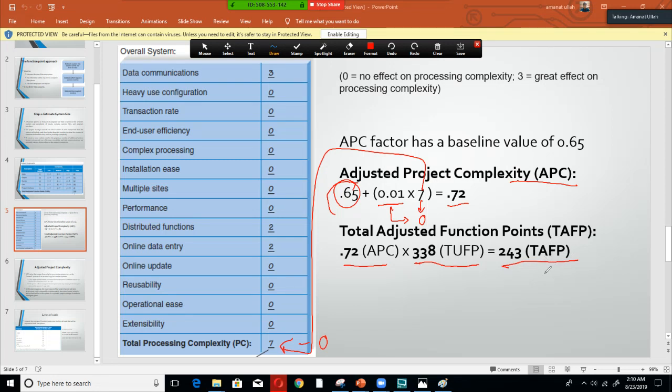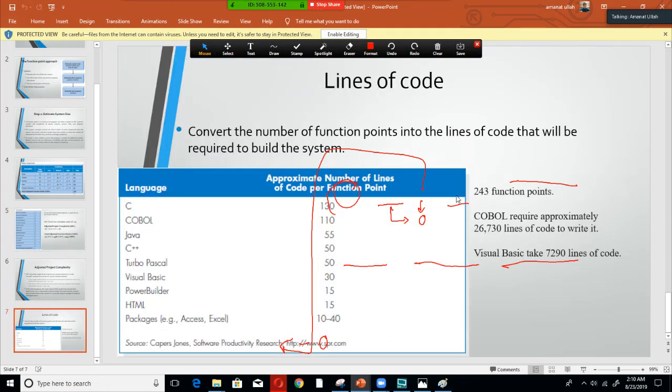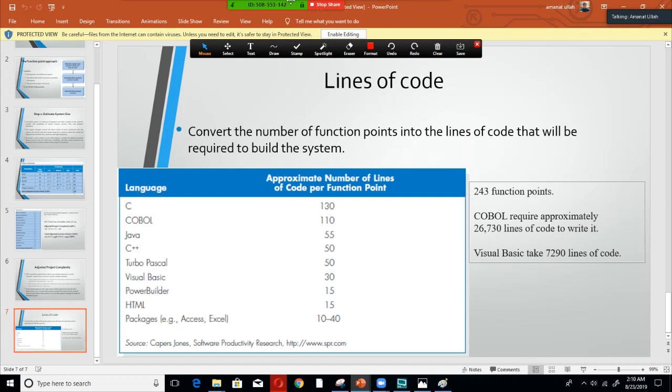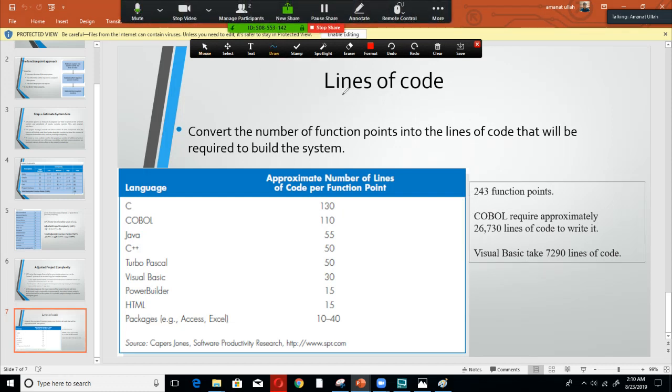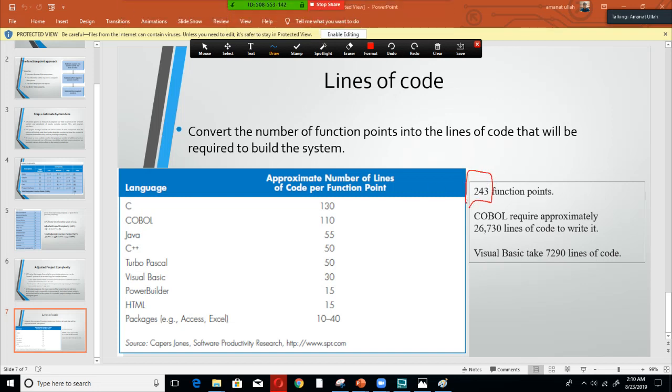And using the TAFP, on the next slide we can calculate the lines of code. So in the last example we saw that we can do a lot of things with lines of code. In this example we see how we can calculate the lines of code from scratch. And you will be given a language.